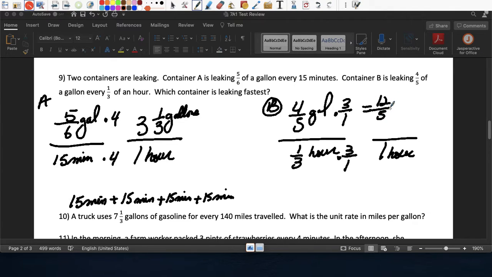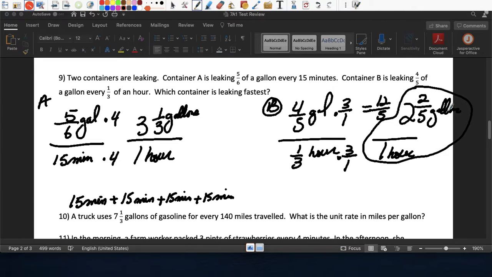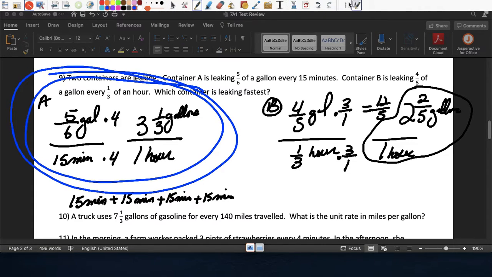And we switch that, right? How many times can 5 go into 12? 2 times, with 2 left over, over 5. So it's losing how many gallons? 2 2/5 gallons. So which one is losing more water, or leaking fastest? Container A. Okay.